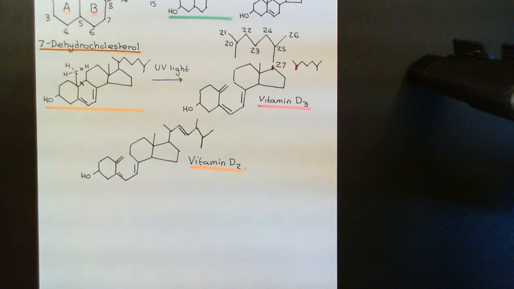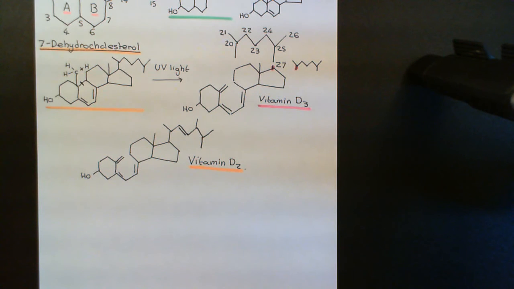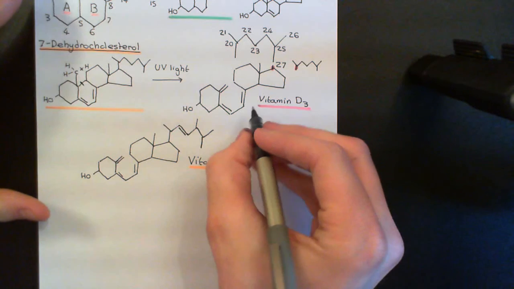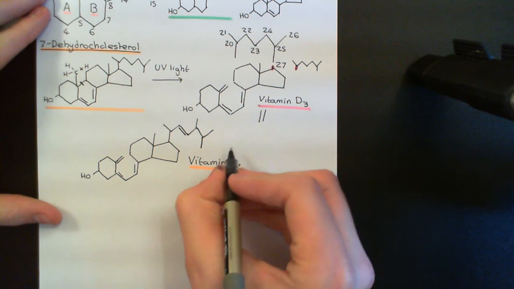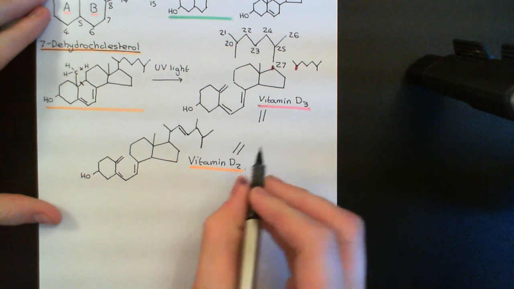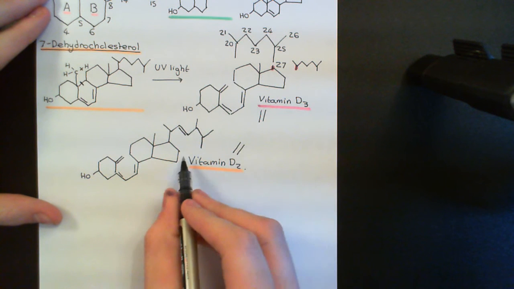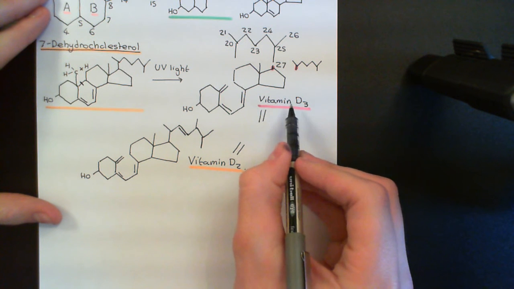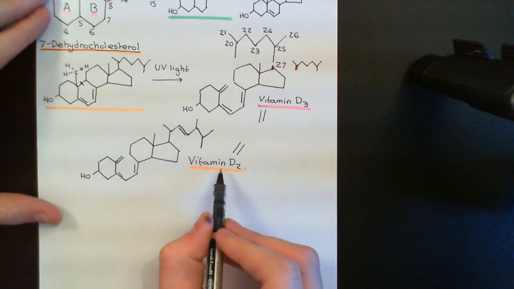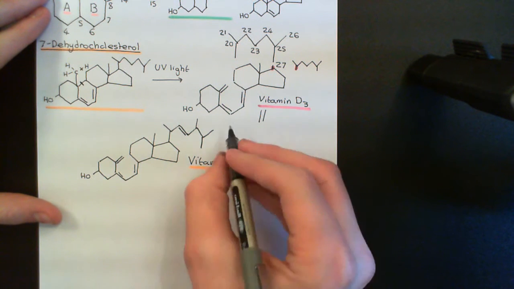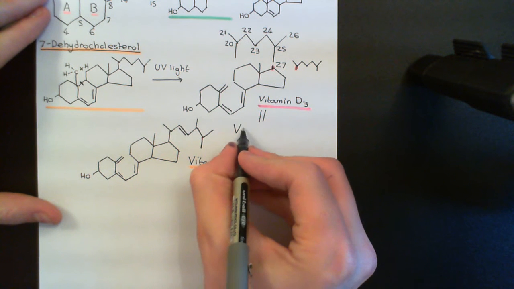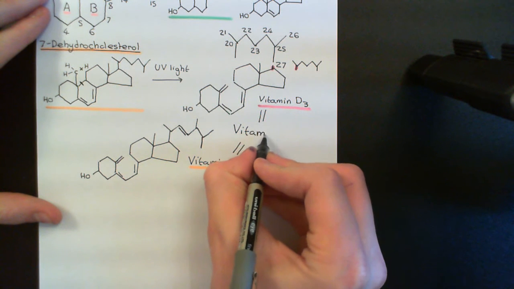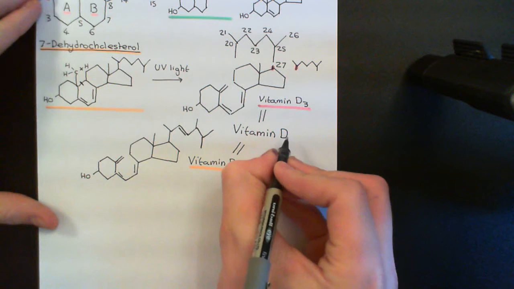Now although these two molecules have different structures, as far as the actual biological activity in your body is concerned, they are utterly equivalent. They do the same thing. So it does not matter if you don't have any vitamin D2 molecules, as long as you have lots of vitamin D3 molecules, those will cover the function of the vitamin D2 molecules. They don't have separate functions, and that's why we often just refer to them both under the umbrella term of vitamin D.